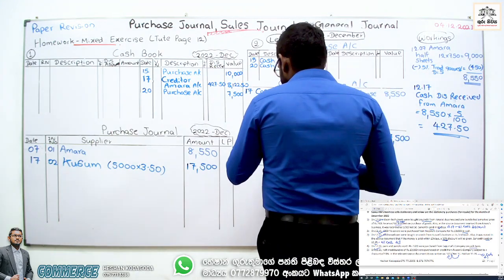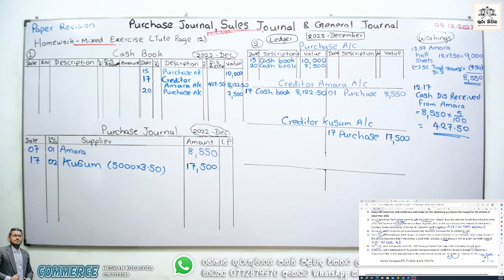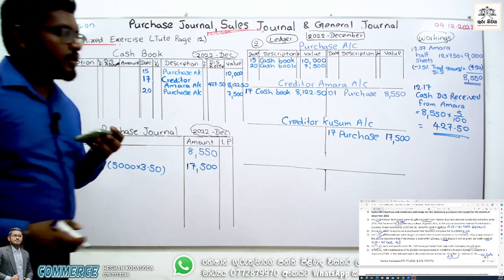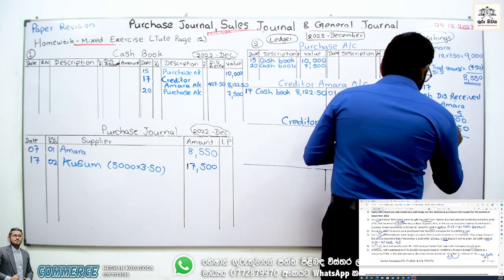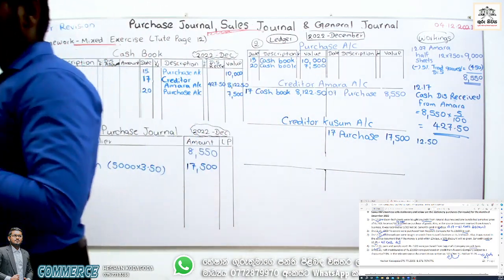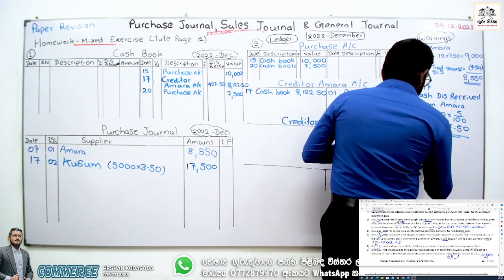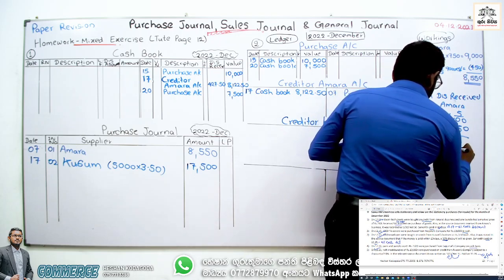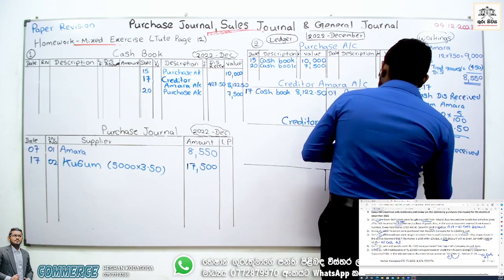So we paid on, sorry, within 10 days. No, we paid on 25th, right? We paid on 25th. So paid on December 25th. So cash discount received from whom? Kusum.